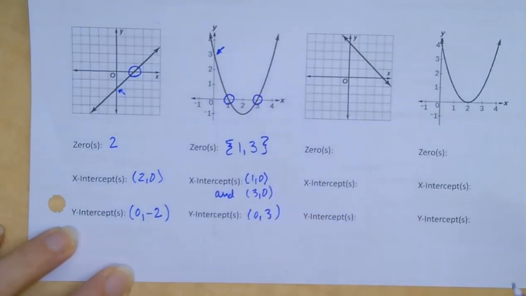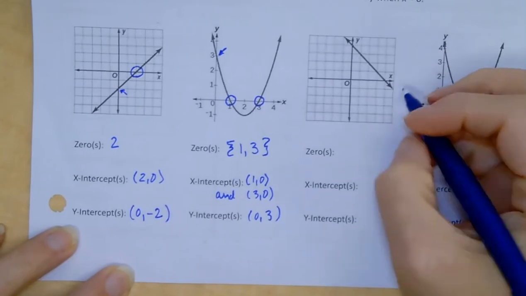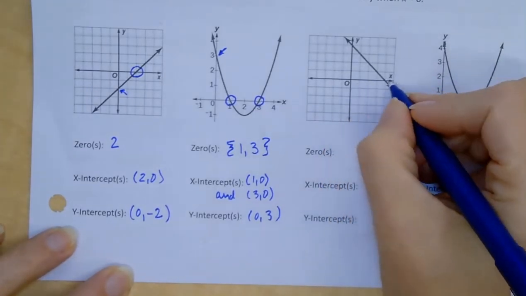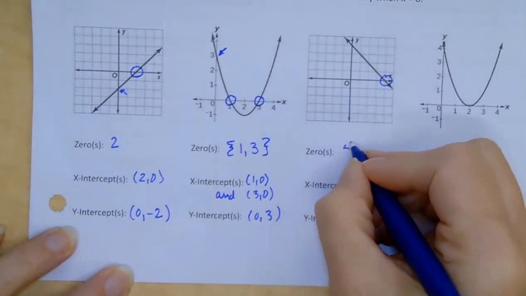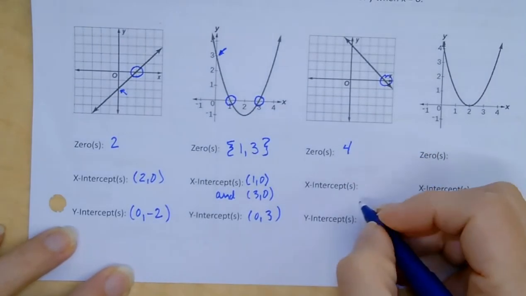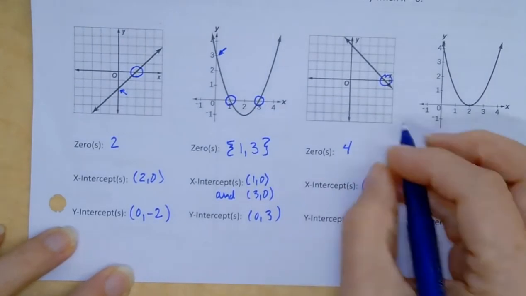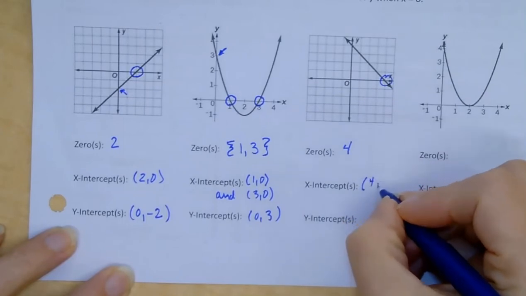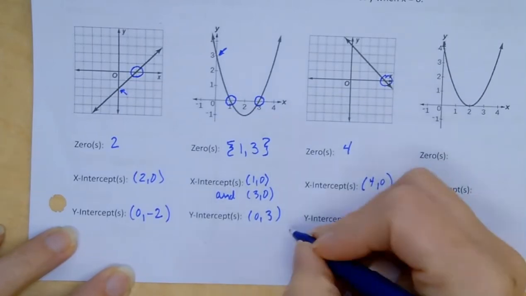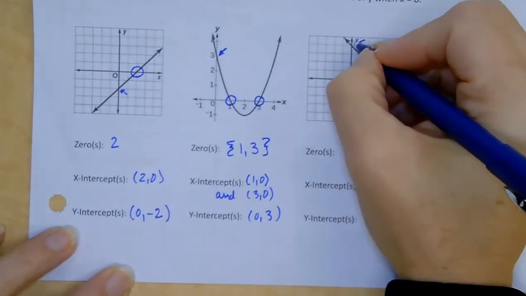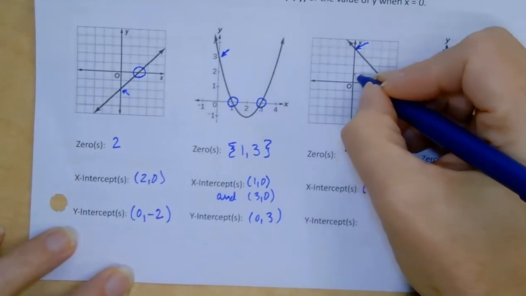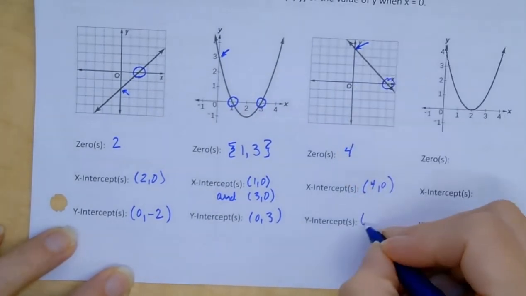All right. This one, what's my 0? Where do I cross the x-axis? Right here. My 0 is at 4. So x-intercept is just what's the ordered pair that tells me that. It's going to be (4, 0). All right, what's my y-intercept? Well, I'm crossing right there, so that would be at 0, then 1, 2, 3, 4. That's (0, 4).